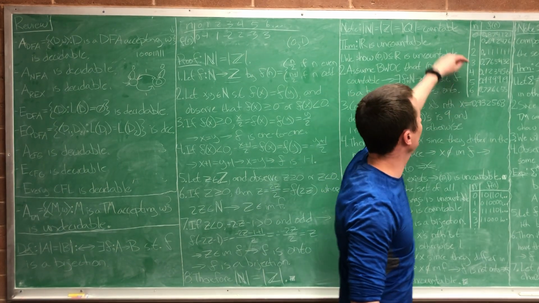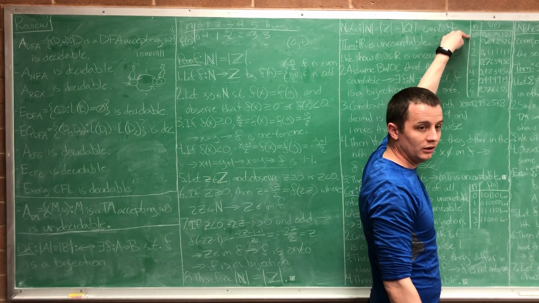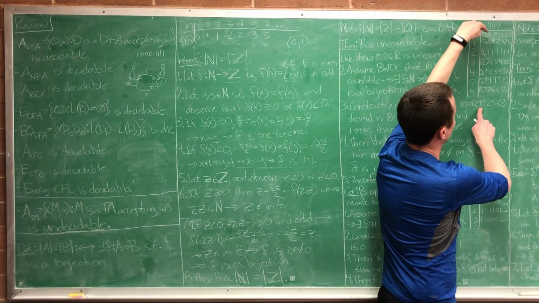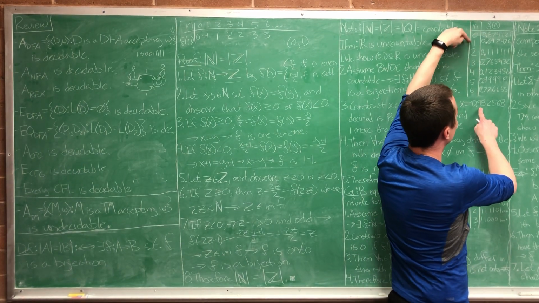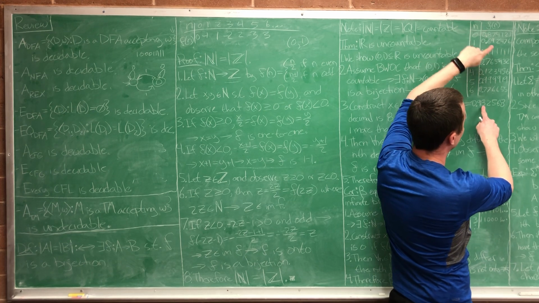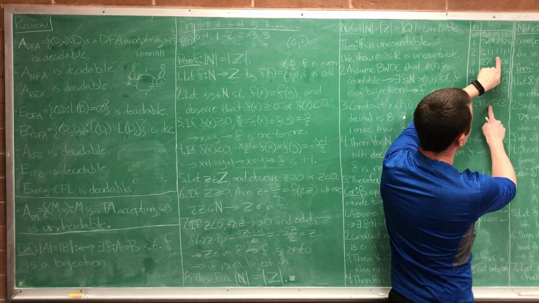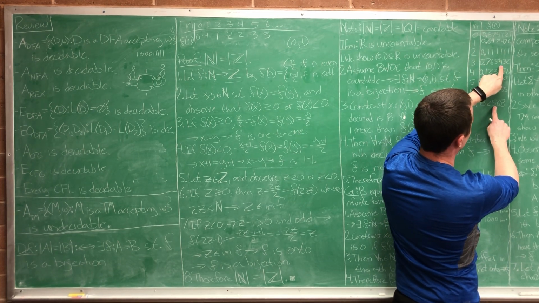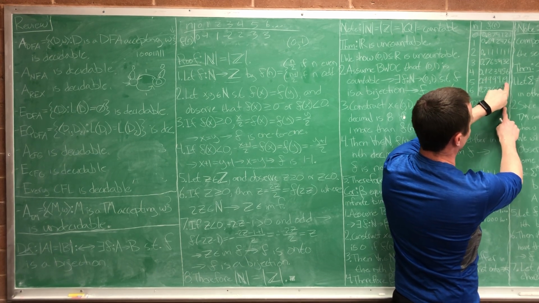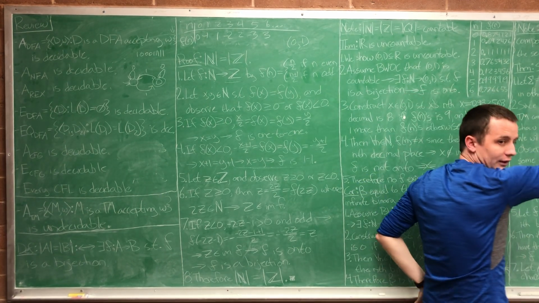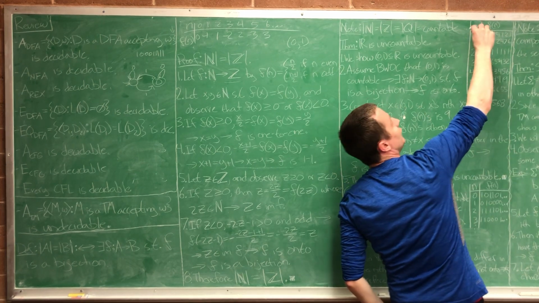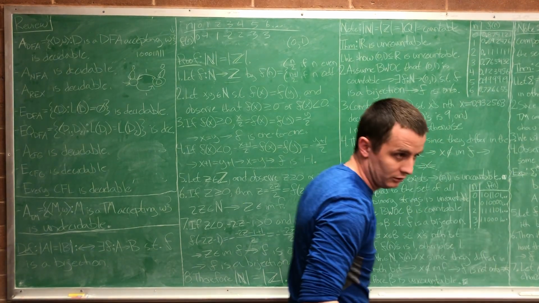X now is going to be different from this number for sure, because they differ in their first decimal place. X is going to be different from this number for sure, because they differ in their second decimal place. They differ in their third. They differ in their fourth. They differ in their fifth. They differ in their sixth. And I generate x all the way. It's an infinite decimal expansion. And it's going to be different from every single one of these numbers.